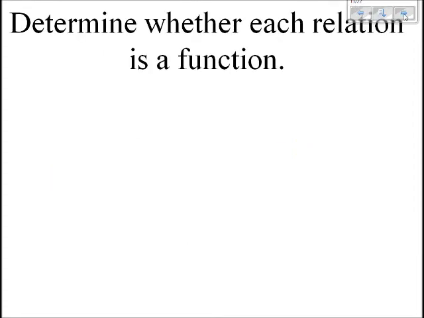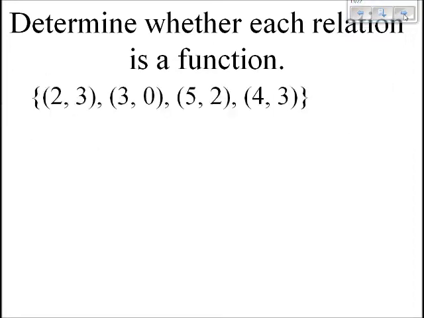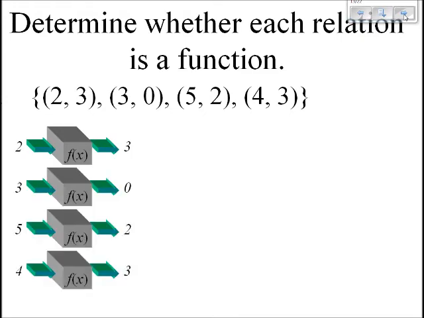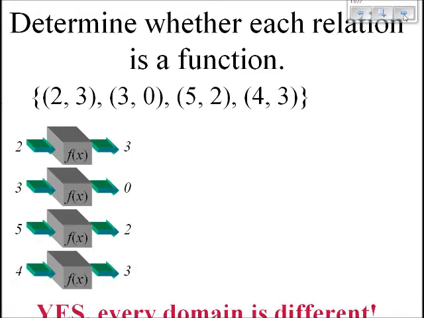So let's look at whether each of the following relations is a function. Remember, you're testing for x. Is it paired with different y's? In the case of the first example, I have 2 with 3, 3 with 0, 5 with 2. Okay, I have all different x's, so it looks like it's a function. All right? They're all paired with different y's also. So this is a function.